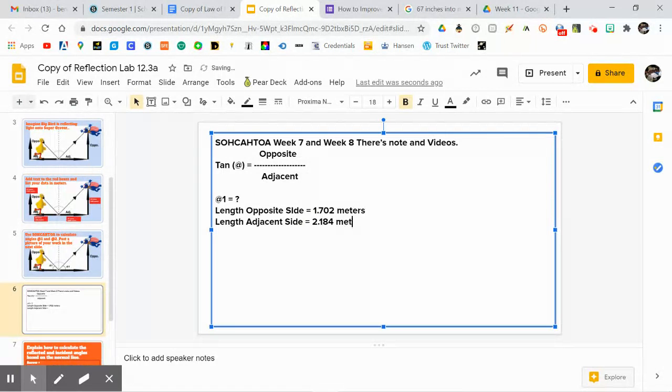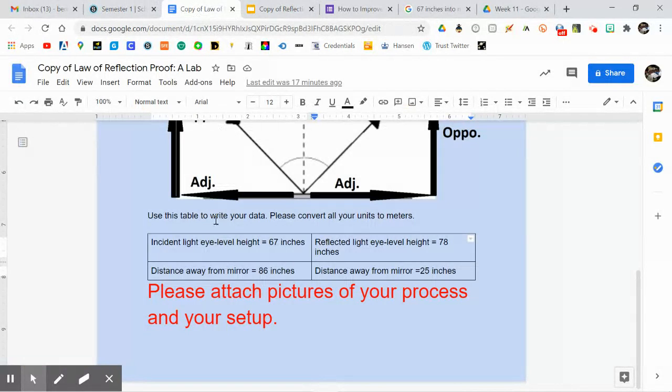Again, please use your own data. Please don't use my data, okay? Please use your own data, the data that you collected in these boxes, okay?